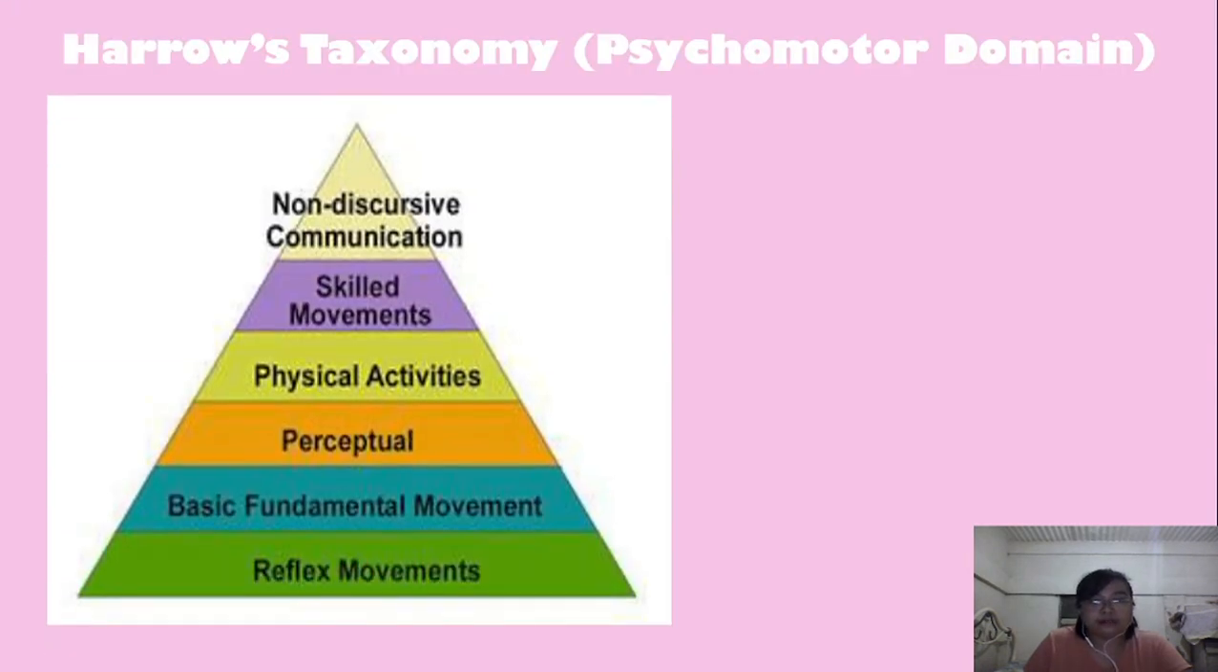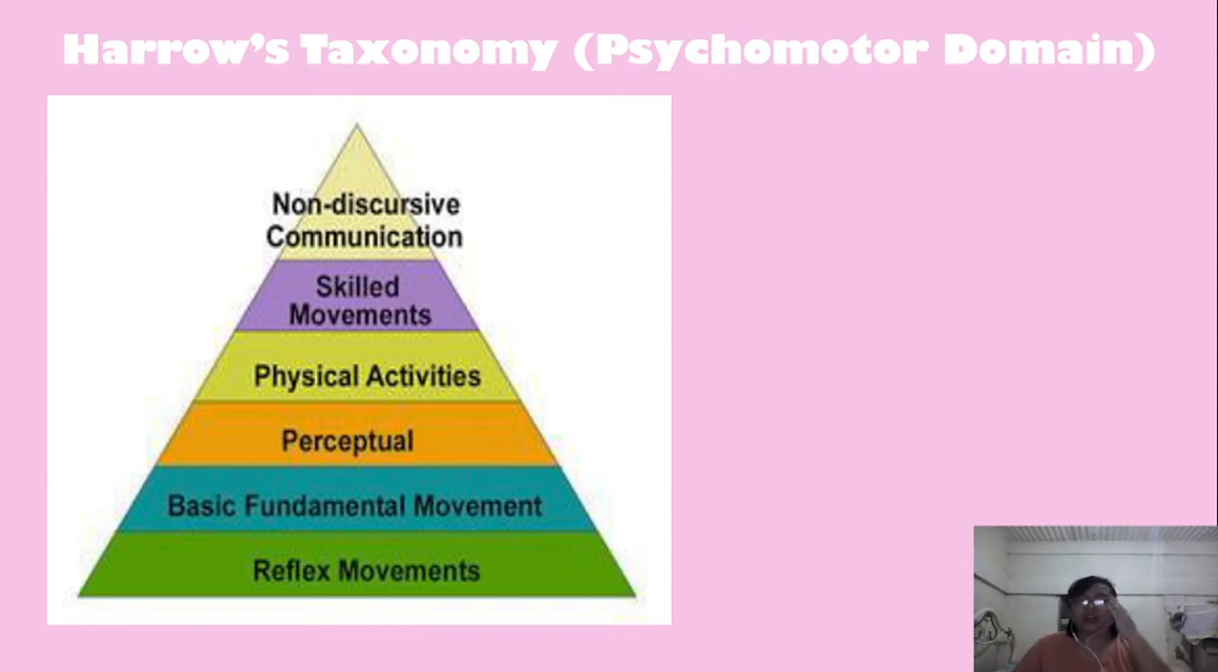Now, for the psychomotor domain, we have Harrow's taxonomy. It was described by Anita Harrow in 1972. This taxonomy focuses on the development of physical fitness, agility, and the like to achieve a high level of expertise. Harrow's taxonomy was described in degrees, from involuntary responses to reflex movements.